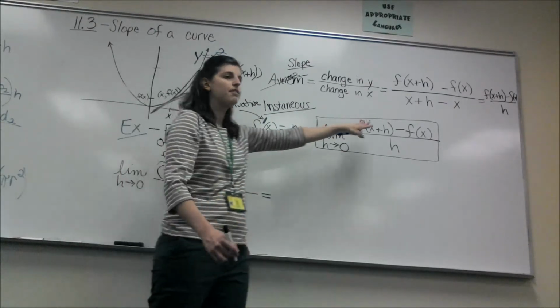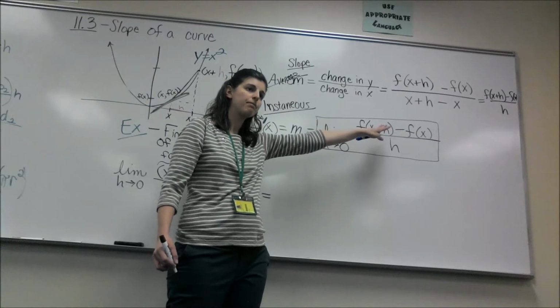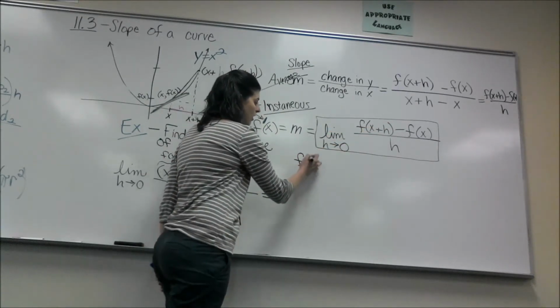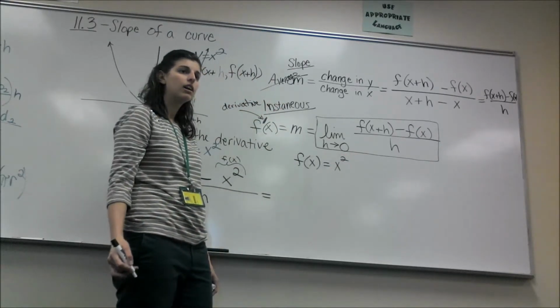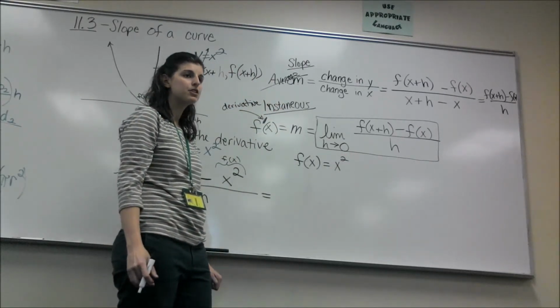Then f of x plus h is what's confusing, right? I just don't understand why you're writing it. So f of x equals x squared. Oh, wait a minute, maybe I completely misunderstood your question.